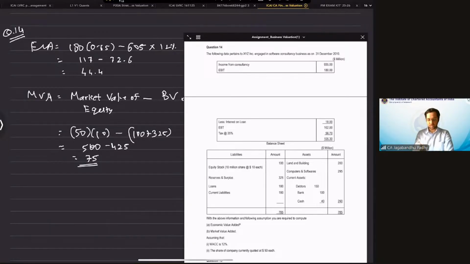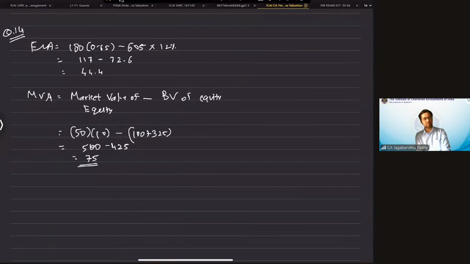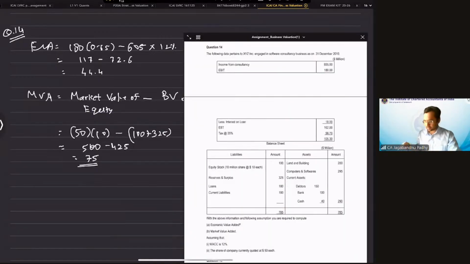So market value added is simply you take the value of the company in the market, which is the value of the equity shares in the market, and from that you reduce the equity and the reserves value. So it's like the market value of equity minus the book value of the equity. That's question number 14.